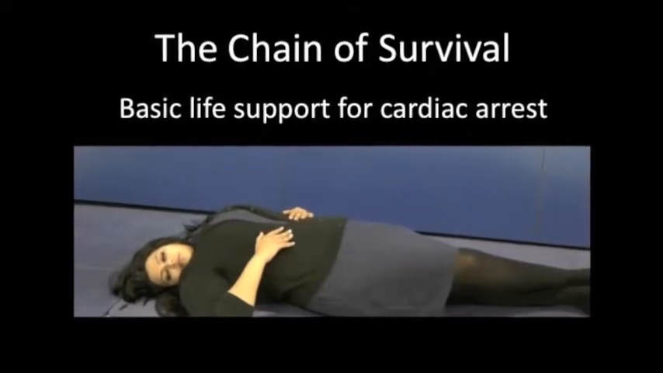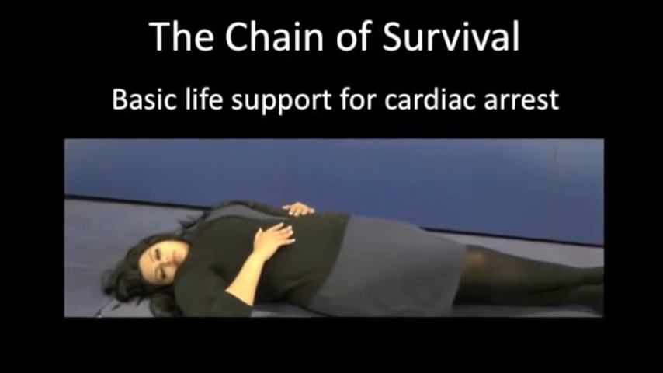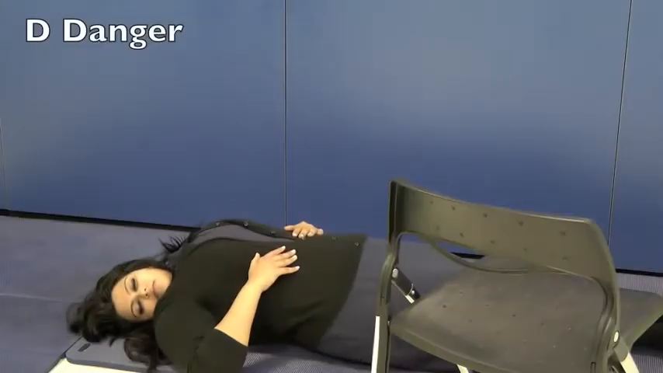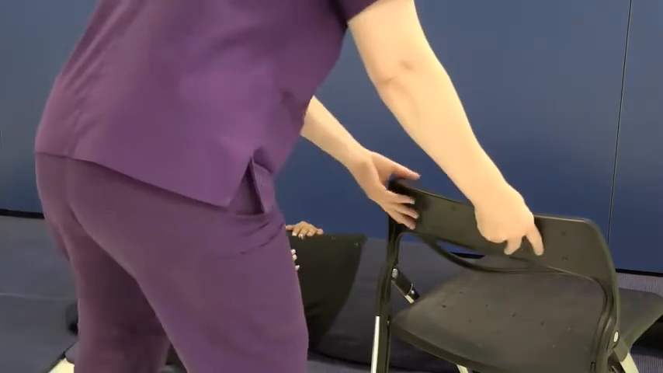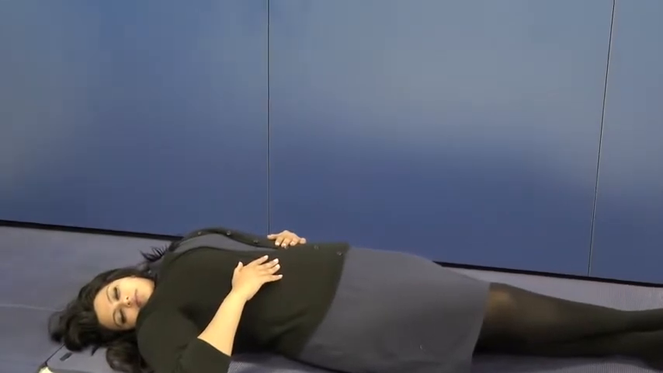The chain of survival shows the steps to take to increase a casualty's chance of survival in the event of a cardiac arrest. D for danger. Always check to see if it is safe to approach the casualty. Check for hazards to yourself or the casualty.